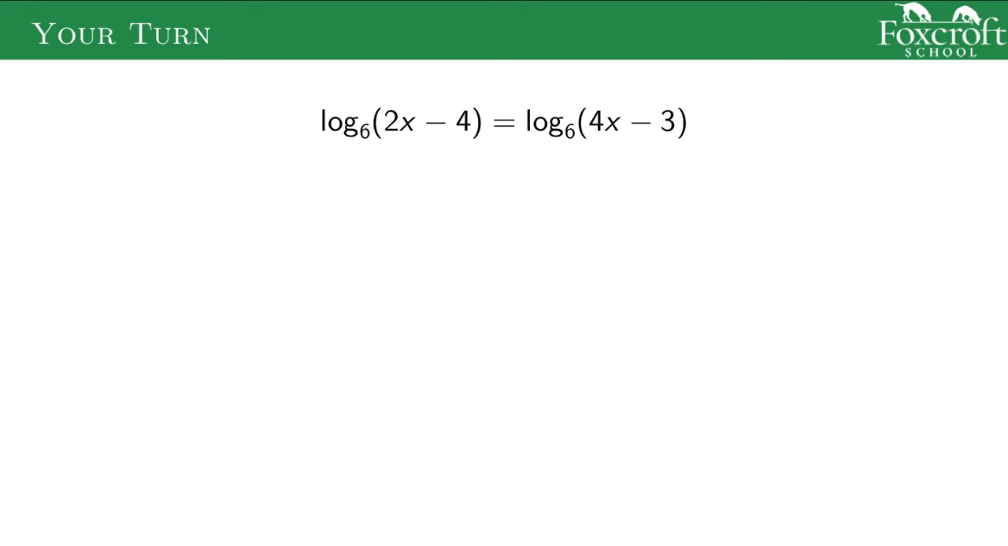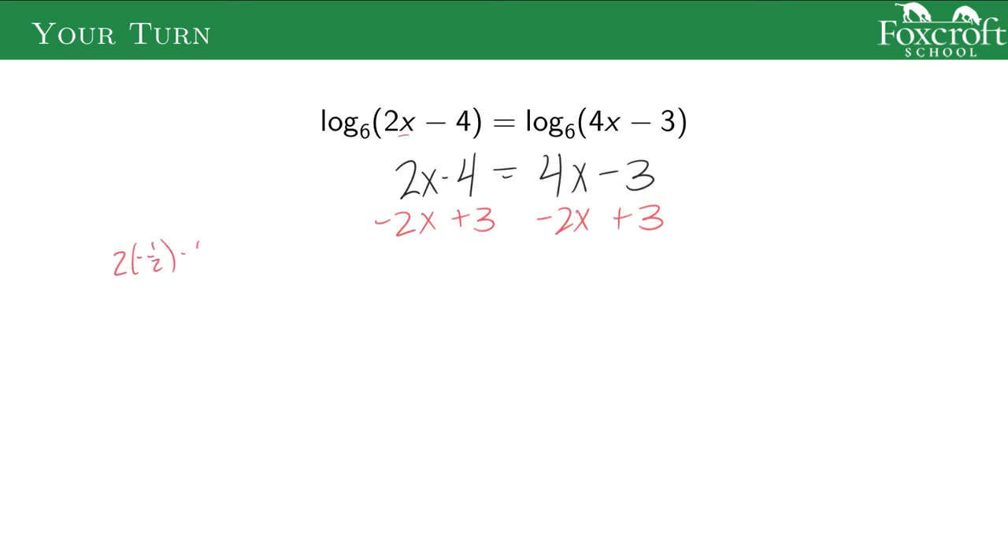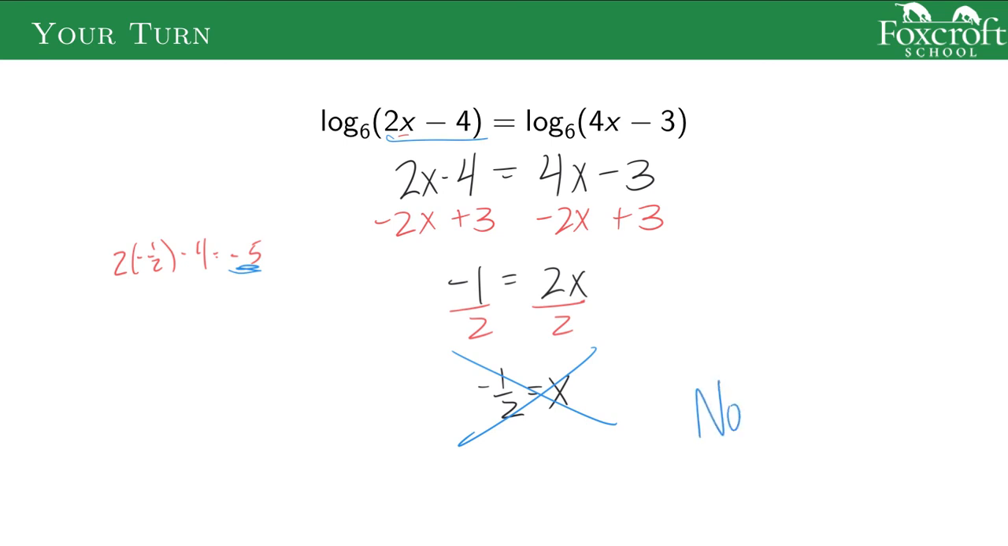If I try to plug negative 1/2 in for my x, 2 times negative 1/2 minus 4 is negative 5. And again, since that's a negative number, I'd be trying to plug it into a log. I have to cross this out and say there's no solution. So make sure when you're doing your skill check, you do that very final step. I did all the hard work of solving the equation, so make sure you check that it actually makes sense in the original problem.